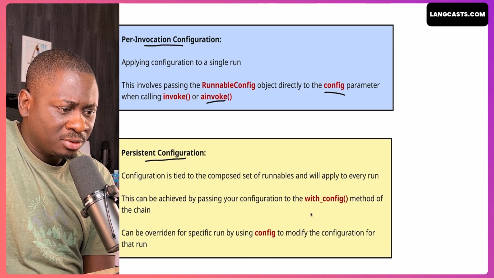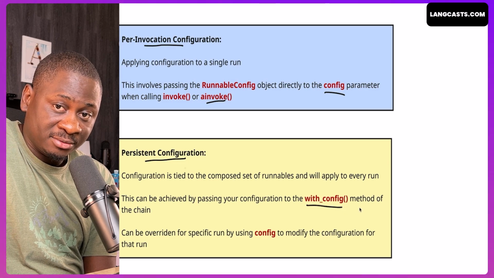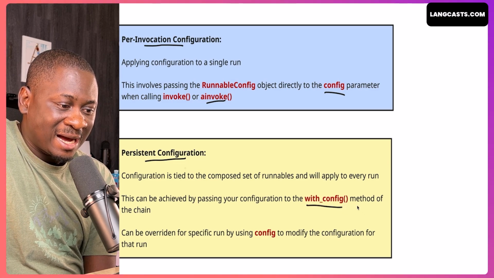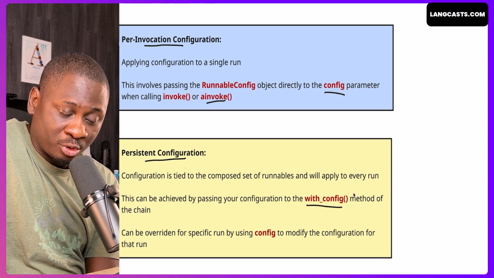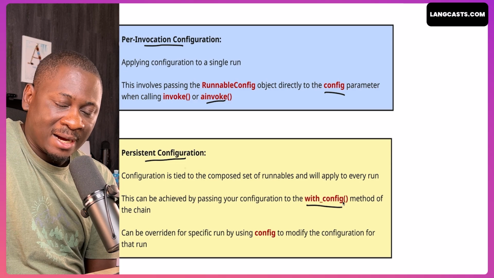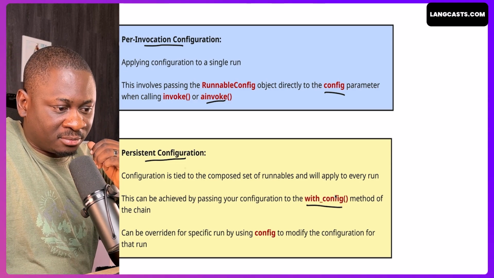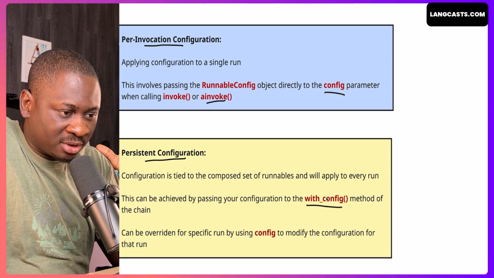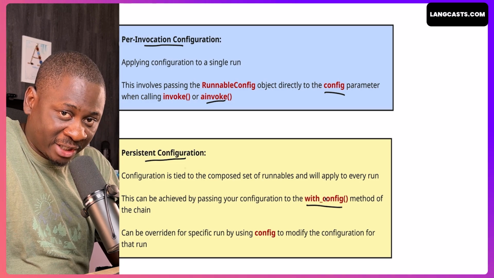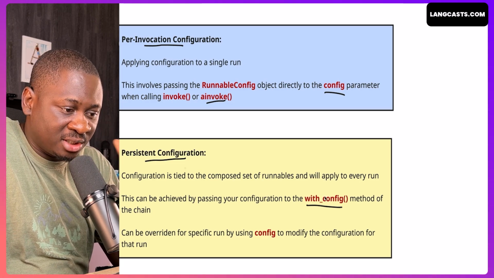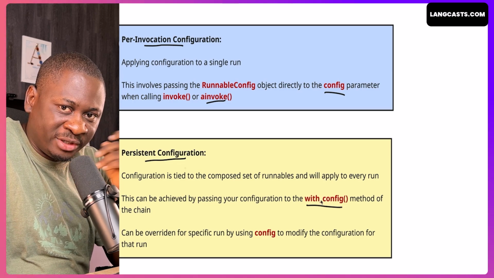What you basically do is, on your runnable or on your chain, you call the withConfig method and pass in your runnable configuration that you created with RunnableConfig. But like I said, this will be persistent for every invocation of that runnable, whether you're batching, streaming, or invoking, synchronously or asynchronously. It is going to be persistent for that particular runnable or chain.